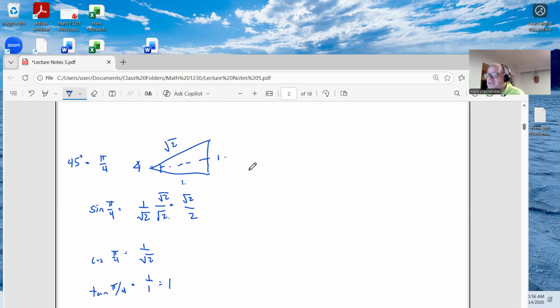We'll just continue with this a little bit. We're going to say that the cosecant of our angle is going to be the reciprocal of our sine.